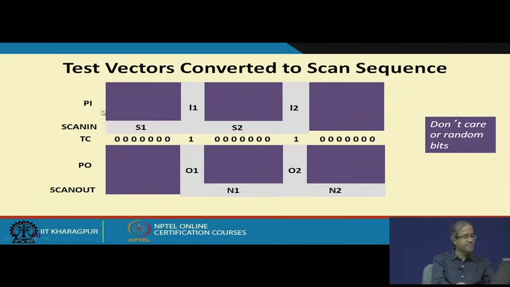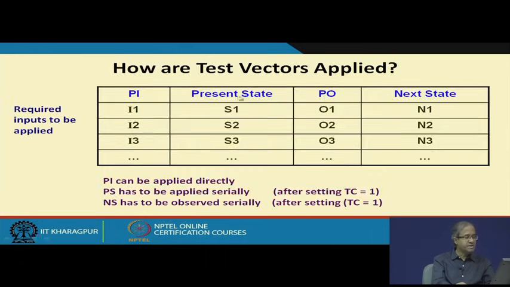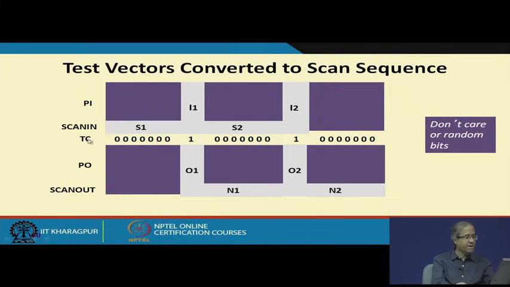Now, during this time PI can be do not care; this solid blue region indicates do not care or random bits. But after I have shifted in, what is the status? Now, this S1 is already there in the flip flops. Now, I can do two things together. Test control I set to 1, now it is normal mode. I apply this I1 to the primary input directly. So, now I can observe the primary output of the combinational circuit after some delay.